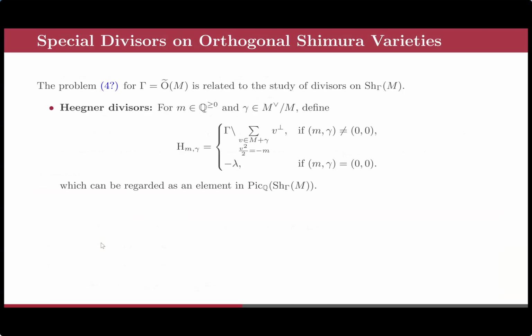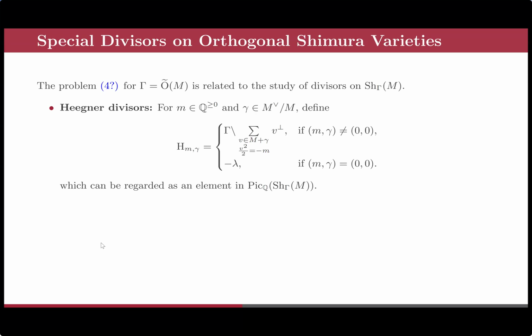The typical example on such a Shimura variety is the Heegner divisors. Choose some non-negative rational number m, and an element in the discriminant group of M. One can define the so-called Heegner divisor. As I said, this is just some linear combination of the natural cycles.